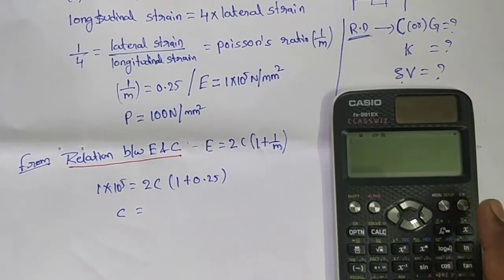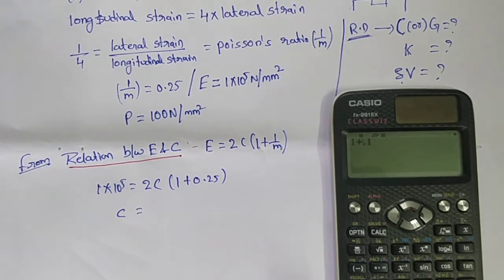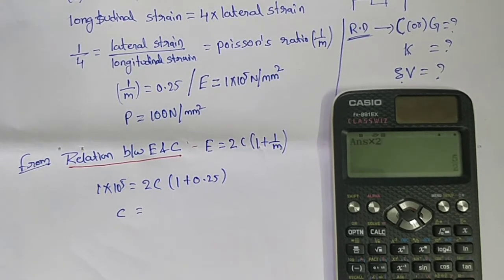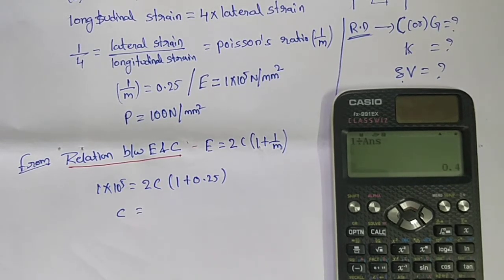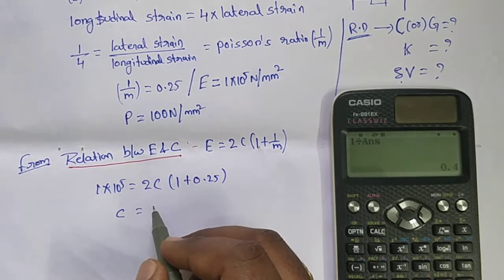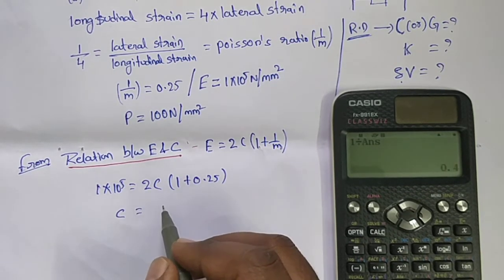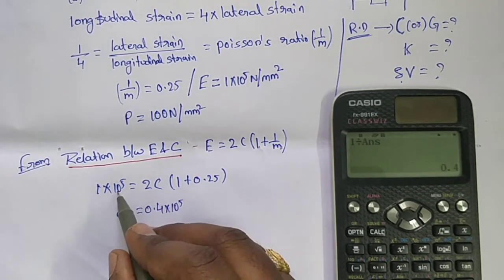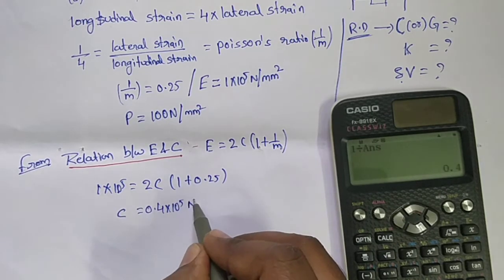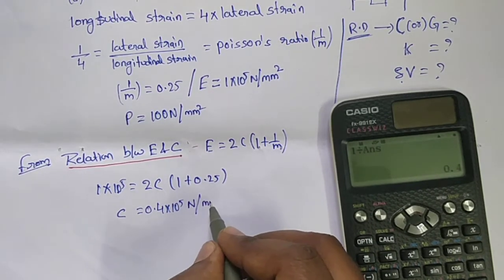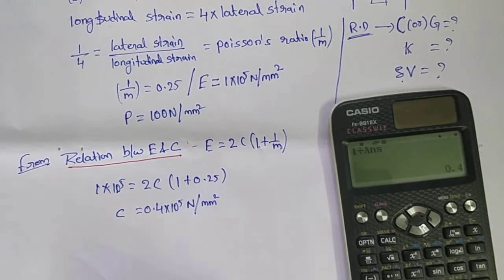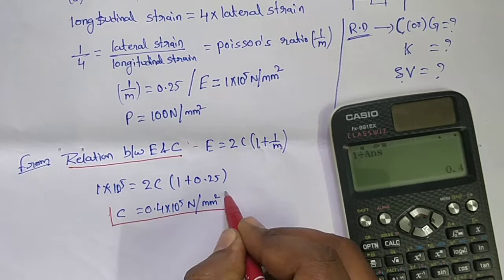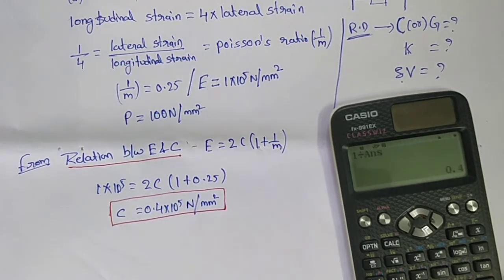shear modulus: 1 plus 0.25, into 2, next 1 divided by the answer. We get the value of shear modulus, or modulus of rigidity, as 0.4 into 10 power 5. Here the 10 power 5 I am directly writing. The unit for shear modulus is Newton per millimeter square. Whatever the units of Young's modulus, the same units will apply for shear modulus.